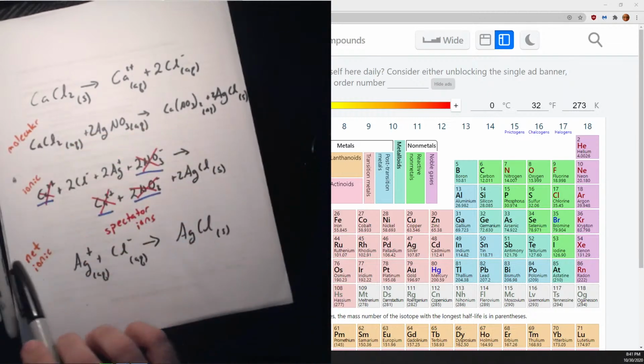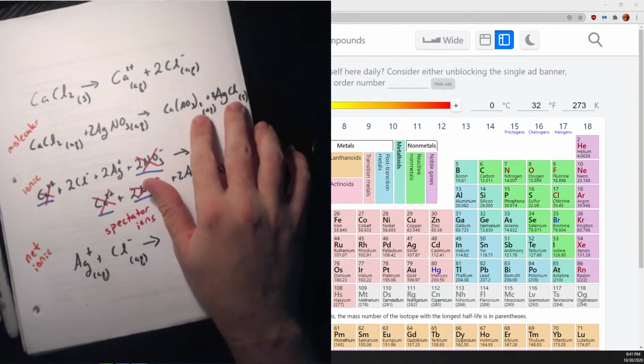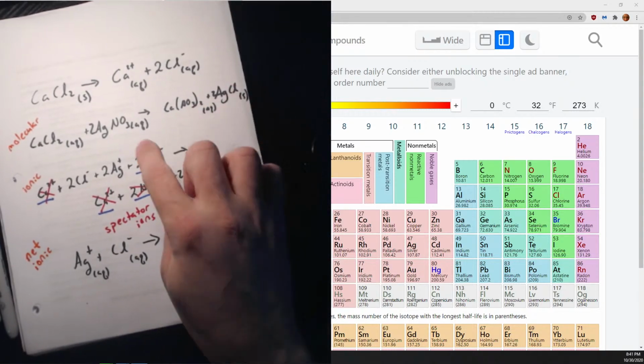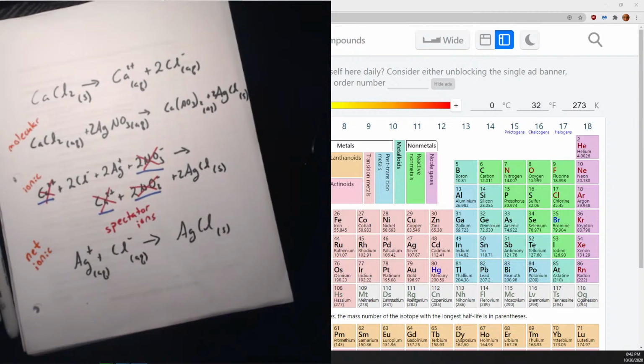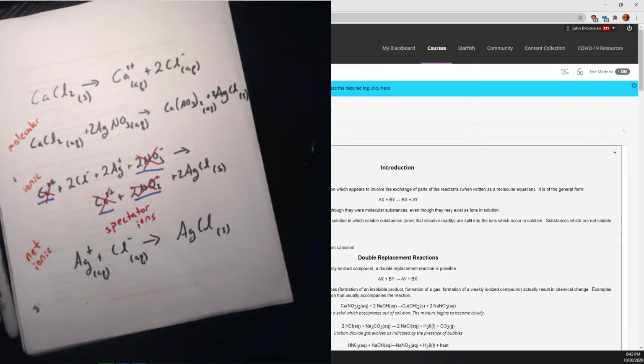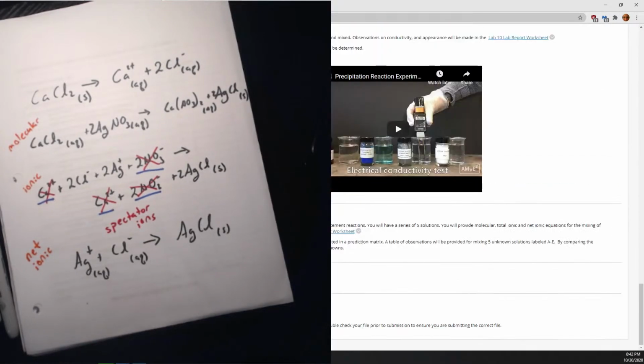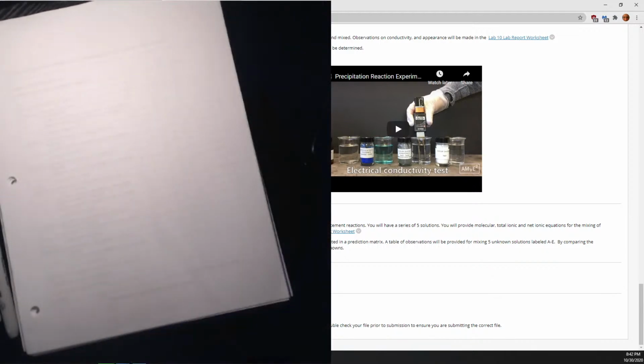All right, so that is how you draw out these reactions. Molecular, ionic, net ionic. So you're going to use the solubility rules to predict whether or not a reaction will take place. And then from there, you'll draw out the ionic and net ionic equations. And I believe that's all you're going to have to do for this particular lab. Oh, wait, no, there's also going to be a prediction matrix. Okay, can't forget about that.